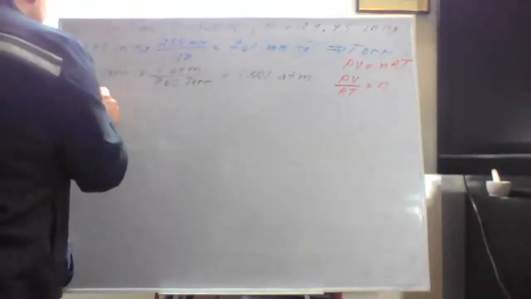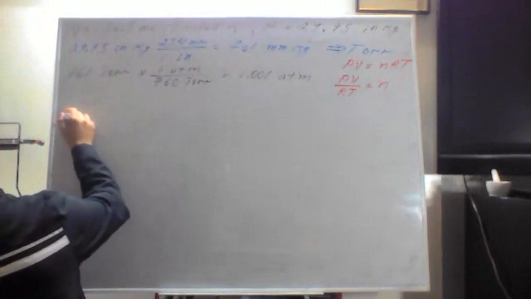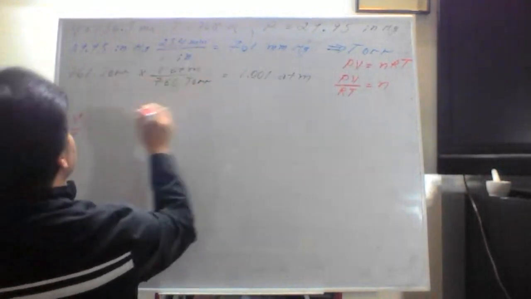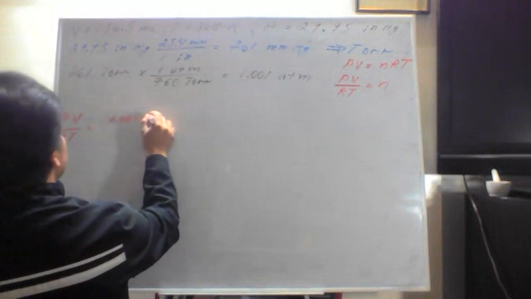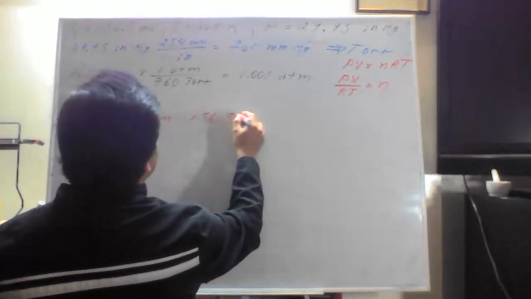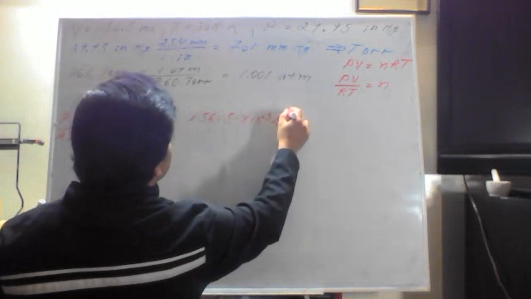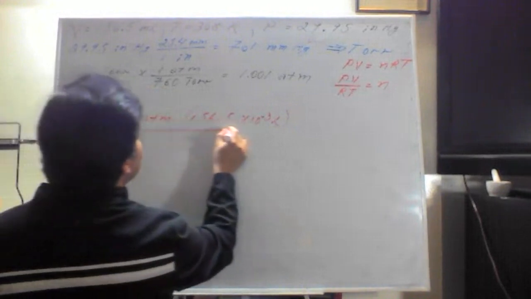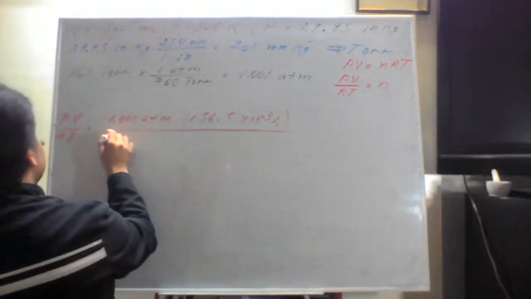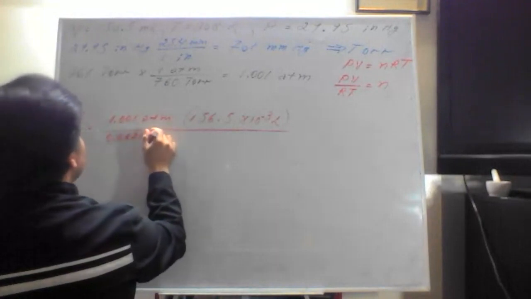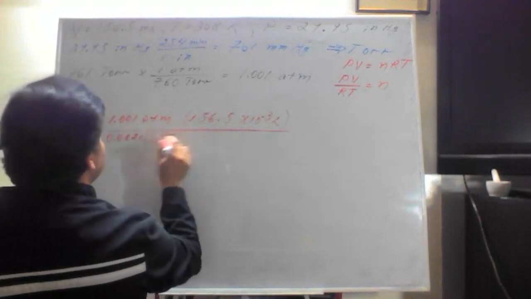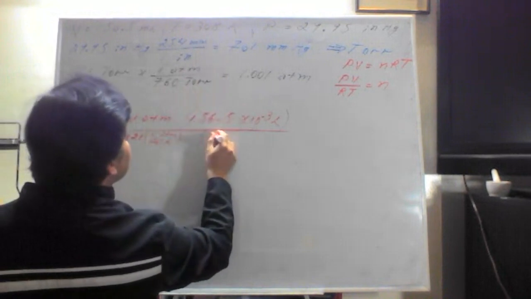Now let's write that here. We write pressure times volume over RT, and the pressure is 1.001 atmospheres. The volume is 156.5 times 10 to the minus 3 liters. Remember, it's in liters and atmospheres. You had milliliters before, so we have to write this 10 to the minus 3 here. And then R is 0.0821 liter atmospheres per mole Kelvin, and the temperature is 368 Kelvin.